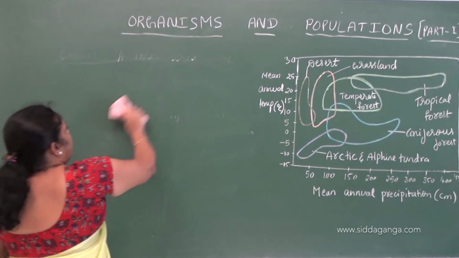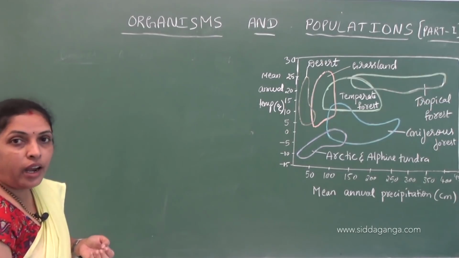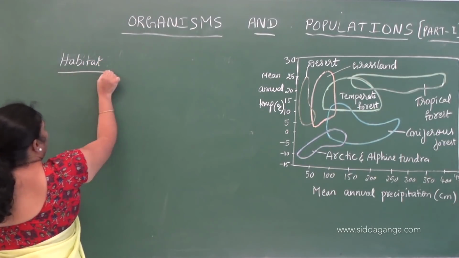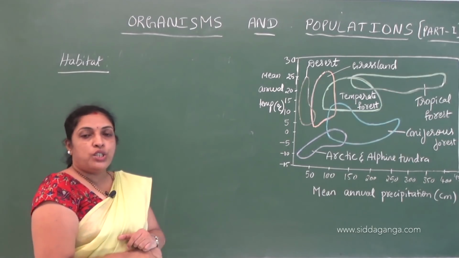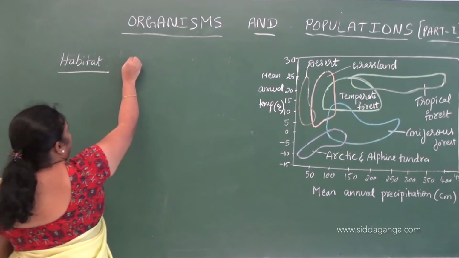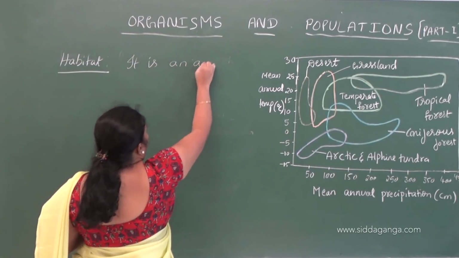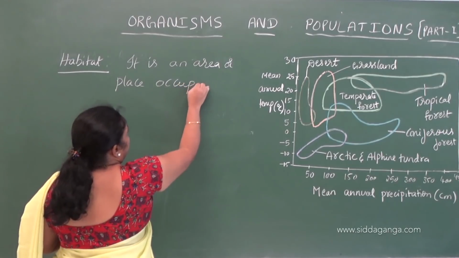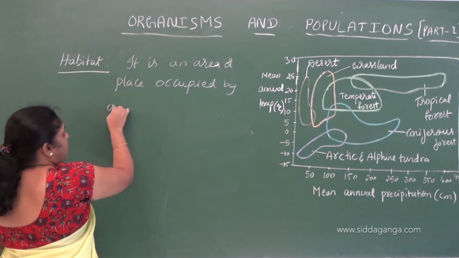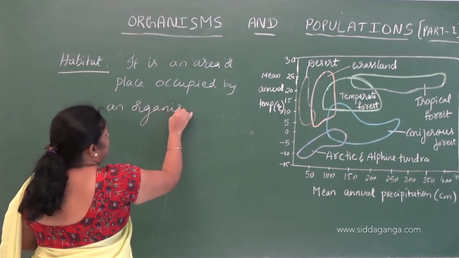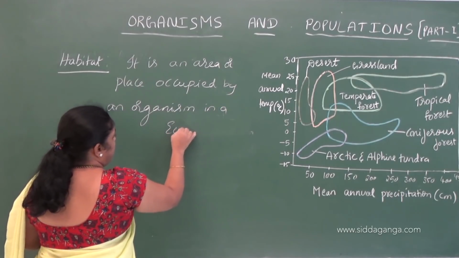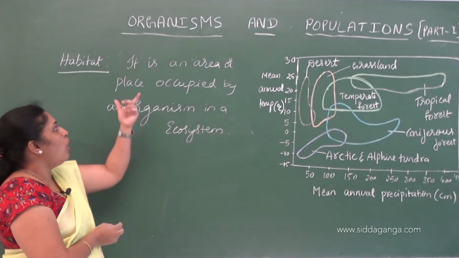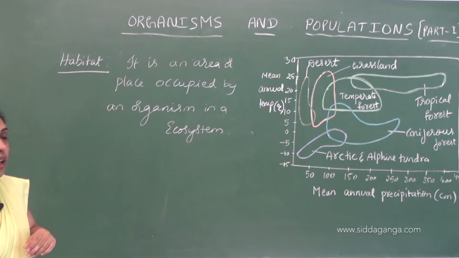Then two more definitions we left, that is habitat and biological life. Habitat: a place which is occupied by an organism in an ecosystem. It is an area or place occupied by an organism in an ecosystem. So how are we going to define habitat? It is an area or place occupied by an organism in an ecosystem.